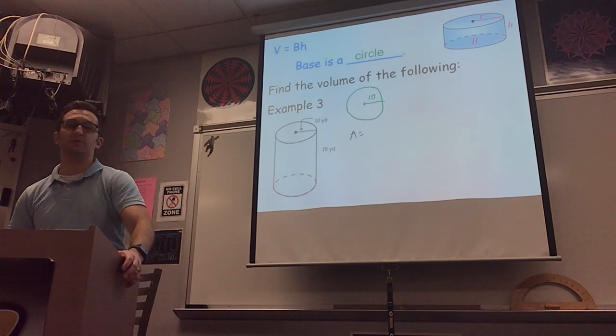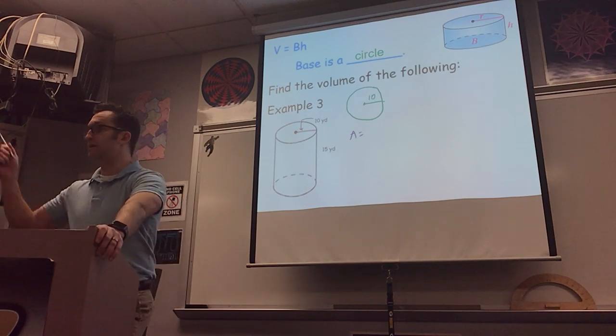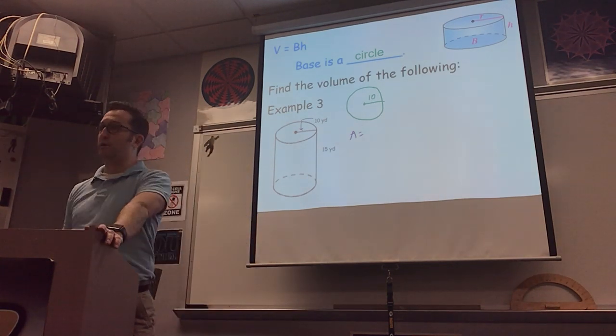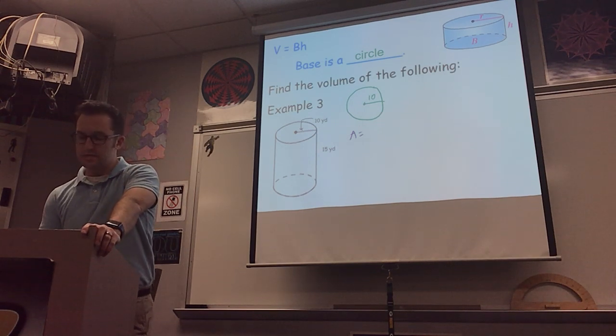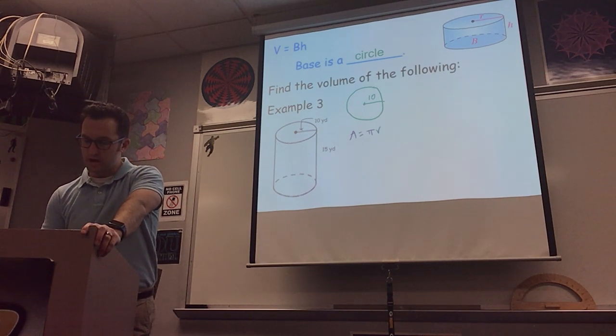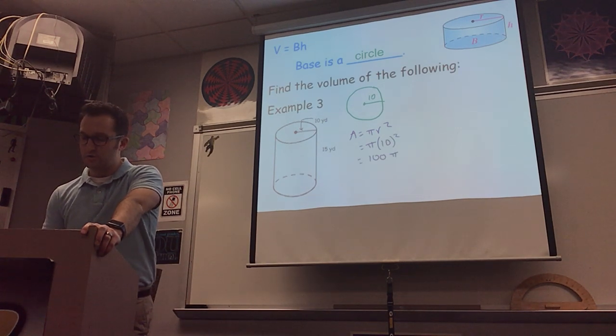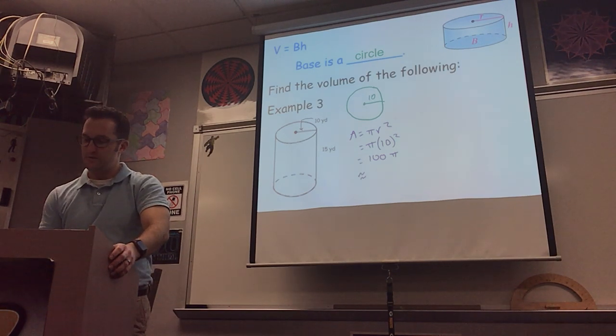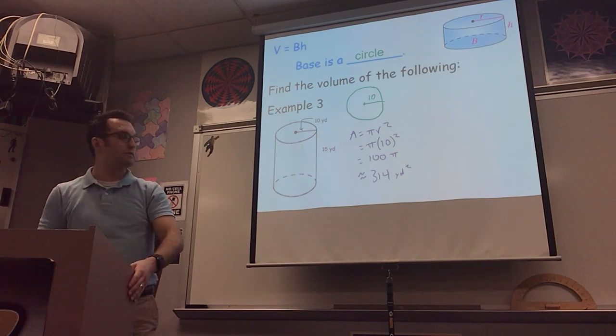We need to find the area of that base. What is the area of this base? Well, how do we find it? Look at the right formula, please. Area equals what, Saeed? Pi r squared. All right. Pi times what squared? 10 squared, which is 100 pi, which I bet you can do in your head. What's 100 times 3.14? 314 yards squared. What do I do with that area?